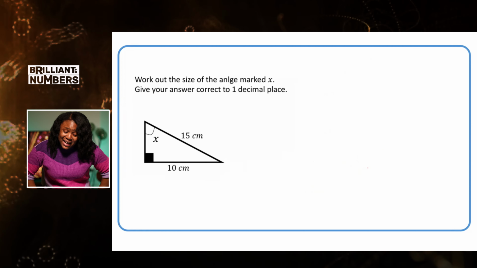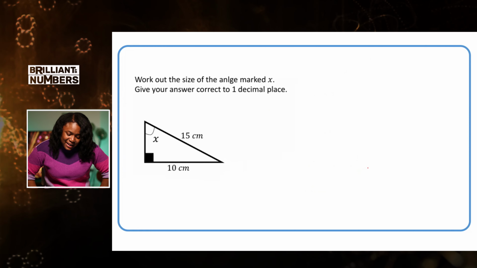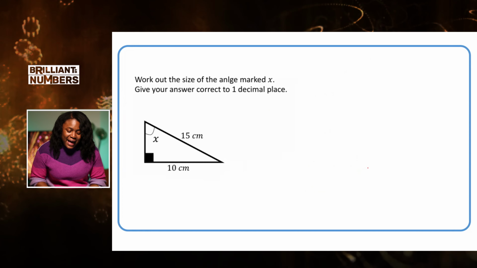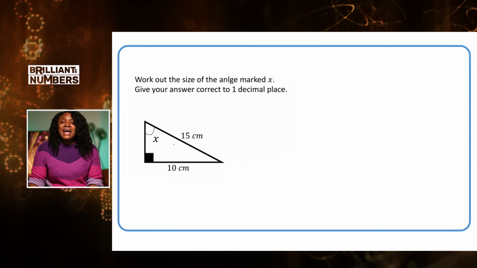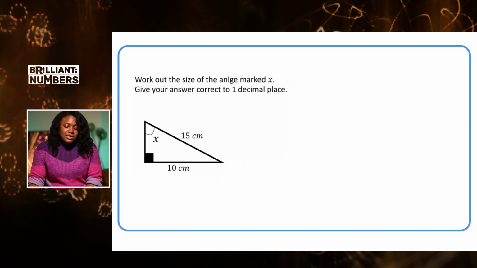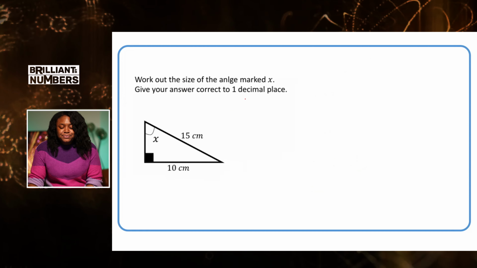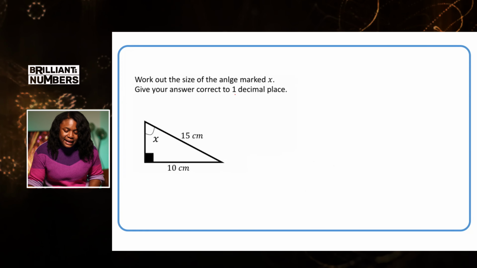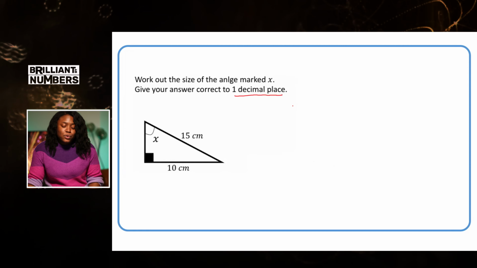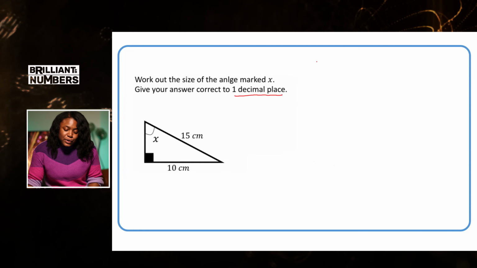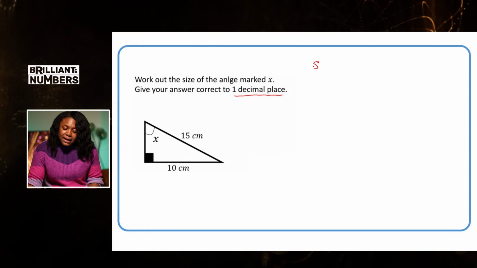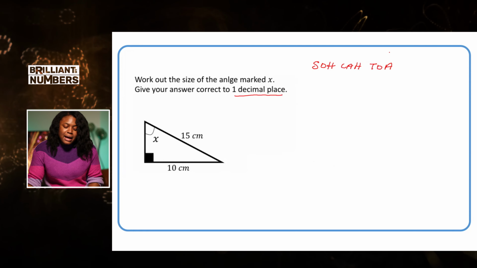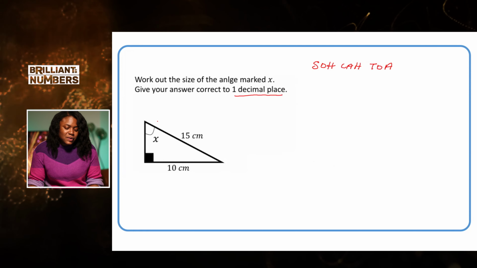This question also has to do with a right angle triangle. However, this time we are finding an unknown angle because we can see X is where the angle is. So we're asked to work out the size of angle X of the angle marked x and give our answer correct to 1 decimal place again. So step 1, we need to identify that we're going to need to use our trig ratios again. So, ca, toa.